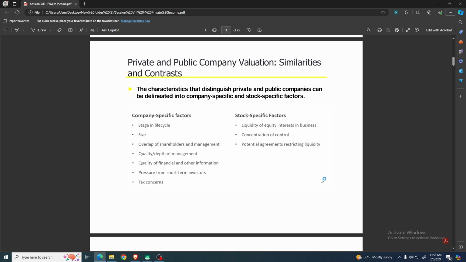So, we are going to start off with the company-specific factors. These factors pertain to the internal dynamics and characteristics of the company itself, influencing its valuation irrespective of the stock market. And we are going to start off with the stage in the life cycle. So companies can be in various stages in their life cycle. They could be startups, in a rapid growth stage, they could be a mature firm, or they could be in a declining stage. Each stage presents a different risk profile and growth potential.